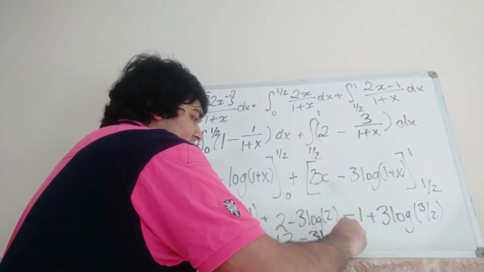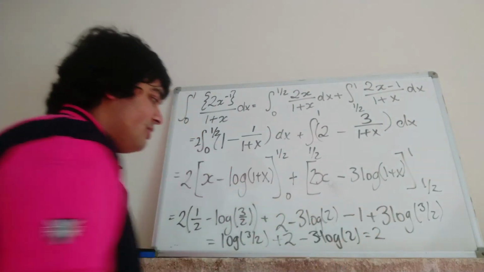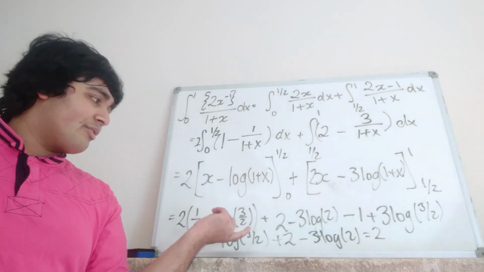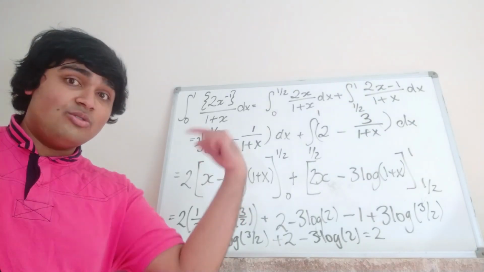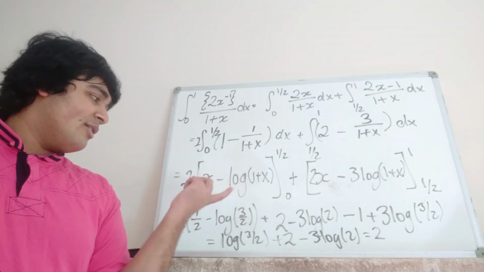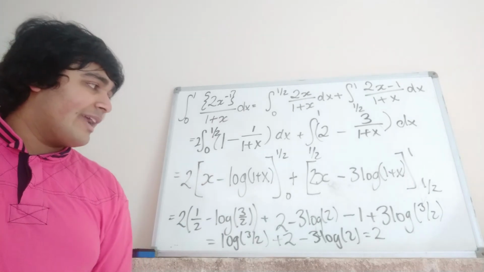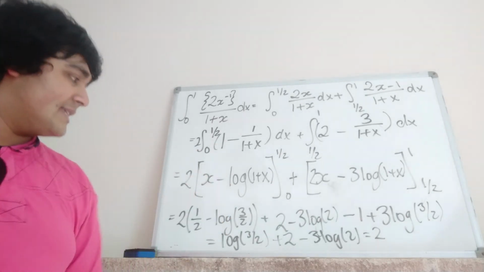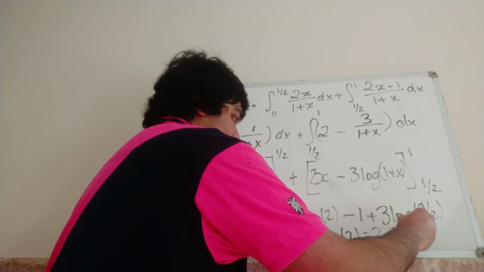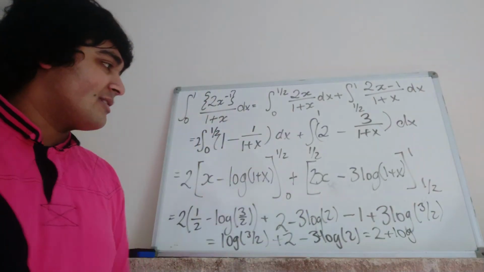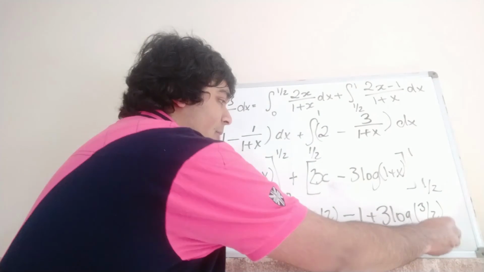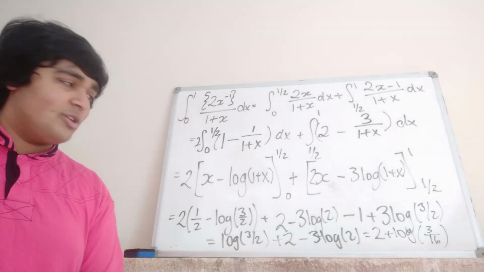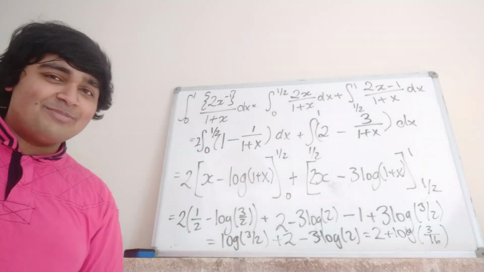And if you want to bring all the log terms together, we can just do 2, this constant here, and then log 3 over 2 minus 3 log 2. But 3 log 2 is just log 2 cubed, which is log 8. So we got log 3 over 2 minus log 8. So that's log 3 over 16. Or you could write that as minus log 16 over 3, whichever you prefer. Anyway, that's how we compute the second integral.